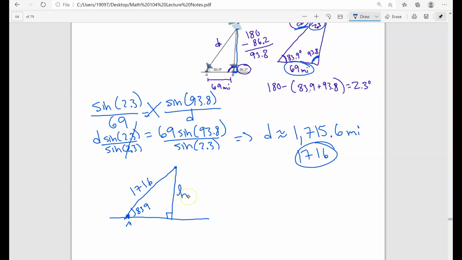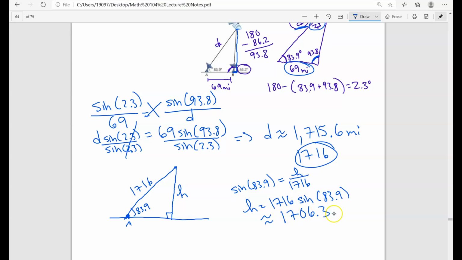Now all we have to do is figure out this distance. Let's just call it height. This is something we can do using the regular sine. So sine of 83.9 is equal to the opposite over the hypotenuse. That means the height is going to be 1716 sine of 83.9. Let's put that in our calculator: 1716 sine of 83.9 degrees. That gives me 1706.3 miles. So that's how far the satellite is above the ground.